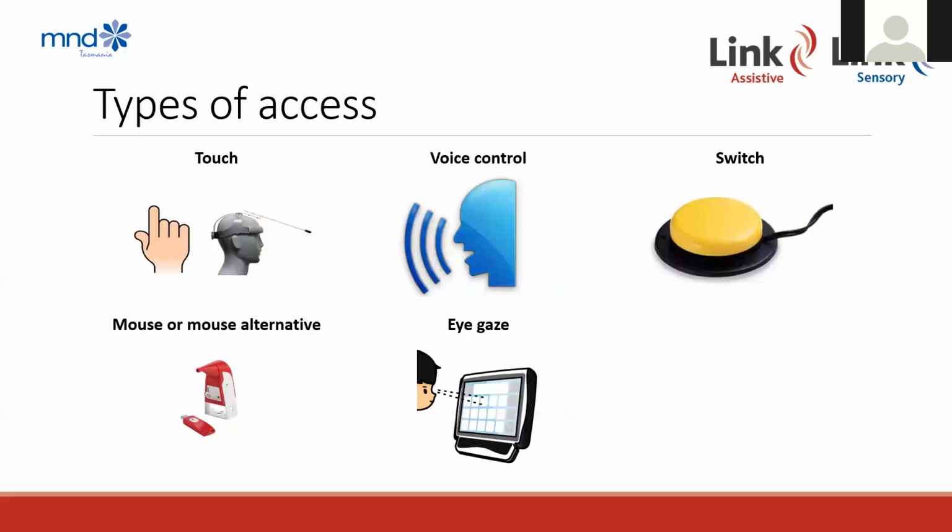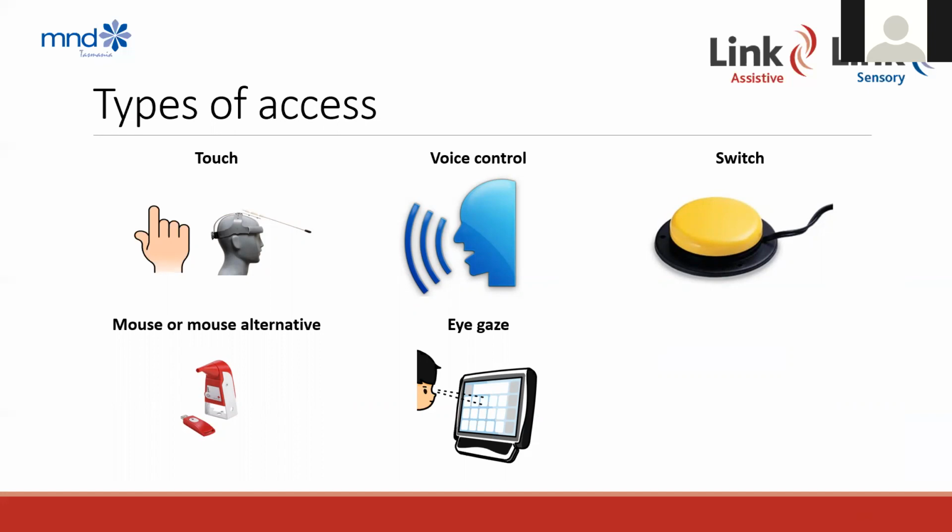The other main consideration, particularly for the population that we're talking about today, people with motor neuron disease and progressive degenerative conditions, is how they're going to then access that technology. So an access method is basically how that person makes a selection on the technology. So there are a number of different ways that we can do that. Most traditionally, those of us without any physical access considerations will be able to just use a touchscreen directly, or just use a standard mouse and keyboard to access their computer.